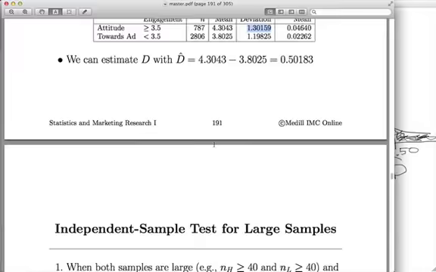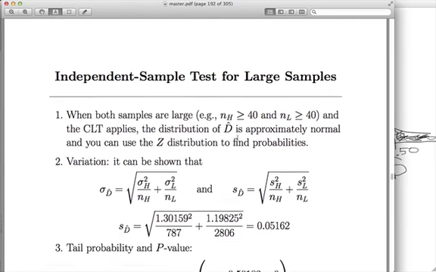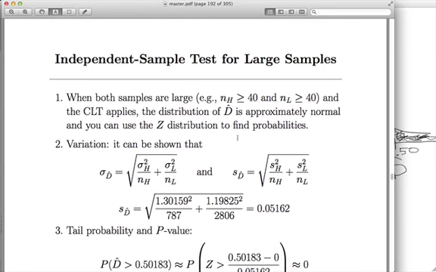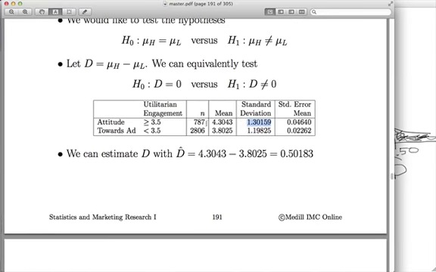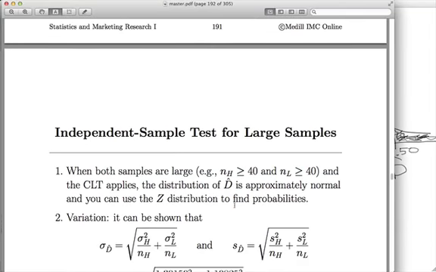How are we going to do that? Well, here's some things that will help us along. So, independent sample t-test for large samples. Let's say both samples are large. That's clearly the case here. We have hundreds, even thousands. Kind of the minimum for large is 40-ish. So if we have 40-ish in each sample, which we have here, the central limit theorem applies.